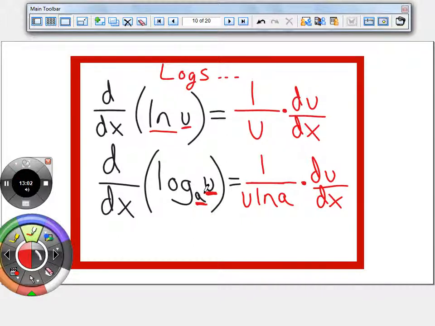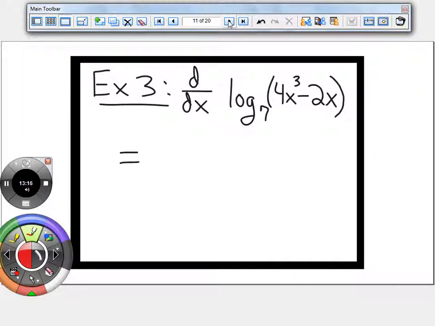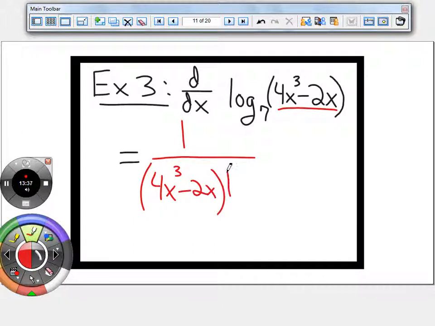All right. So we do one example of this type because the natural log is simple. It's just 1 over whatever's in that spot times the derivative of the function. Well, let's finish out with this example. The derivative of log base 7 of 4x cubed minus 2x. So it's still pretty easy. It's just 1 over whatever that junk is. So 1 over 4x cubed minus 2x, and then again it's times natural log of whatever the base is there, 7. And then the chain rule always applies, so we multiply it by the derivative of the inside. So the derivative of the inside is 12x squared minus 2.